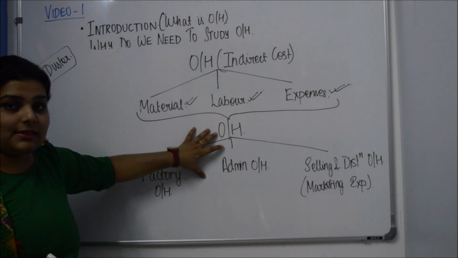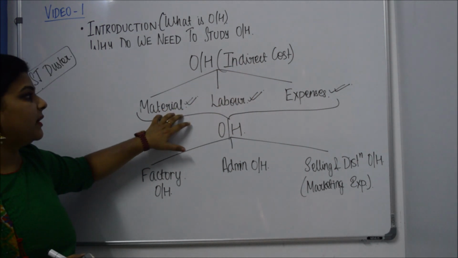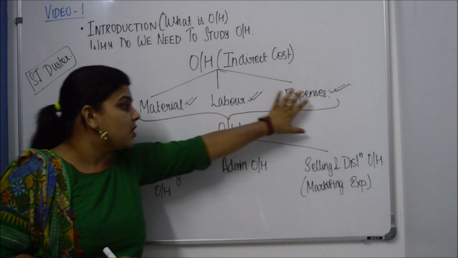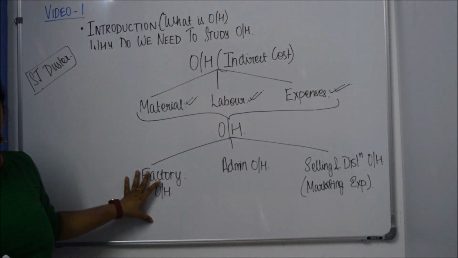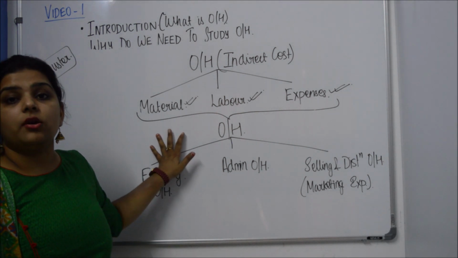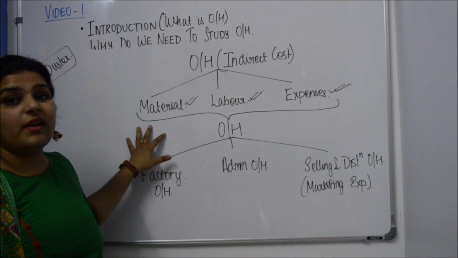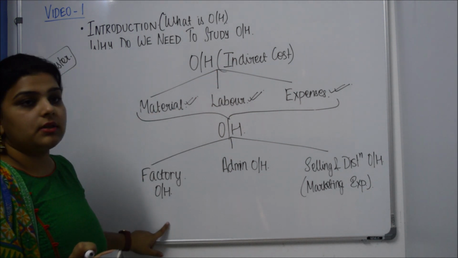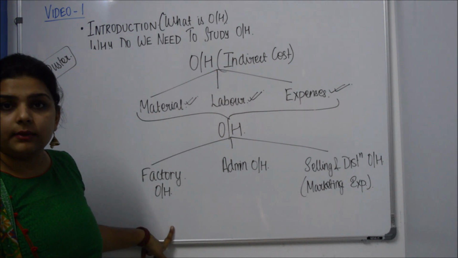Factory overheads is indirect material plus indirect labor plus indirect expenses which is spent in the factory. For example, the nuts and bolts, lubricating oil used for the machinery. Where is it? In the factory? Indirect material used in the factory becomes a factory overhead.